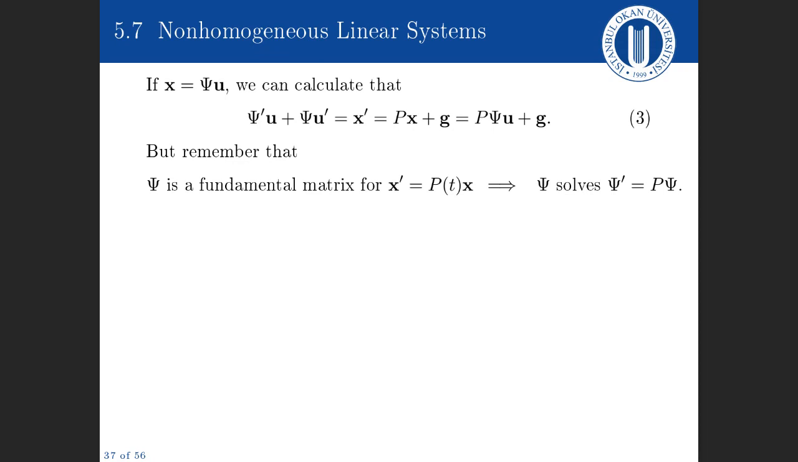But wait a minute, remember that from last week? If Psi is a fundamental matrix for x prime equal to P(t)x, then that means Psi solves the same differential equation. I said that you had to prove this. It's one of the exercises in the lecture notes. You should be able to prove that if Psi is a fundamental matrix for this homogeneous equation, then Psi solves the same differential equation. So look, we have Psi prime u and we have P Psi u. These must be the same. We can cancel these out. So what are we left with? We're left with Psi u prime is equal to g.